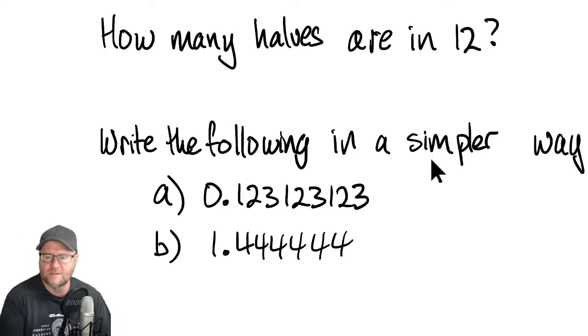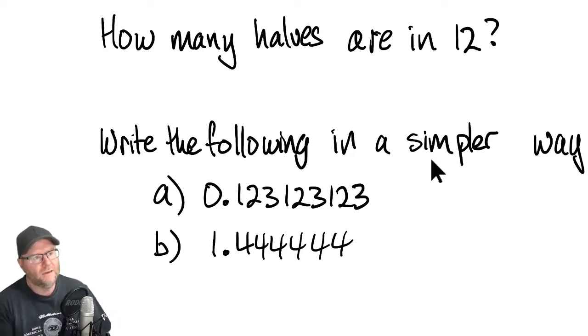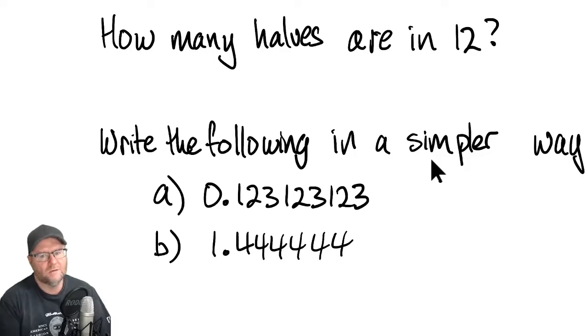Okay, the wording of this one threw a few people out. How many halves are in 12? All right, think about it this way. If you had, I don't know, 12 watermelons and you chop them all in half, how many halves do you have? Well, you've got 24, don't you? You've taken each one, you've chopped it into 2, right? You've halved them, so you've got 24 pieces.